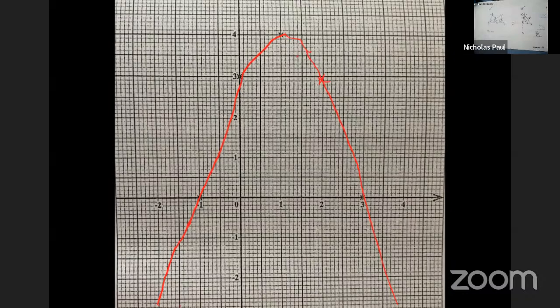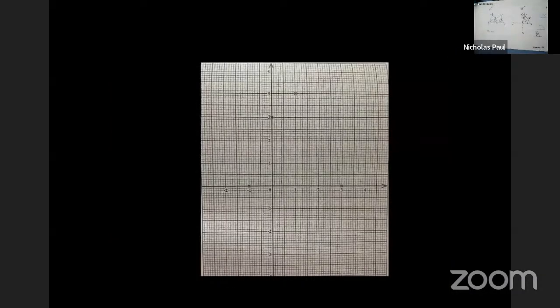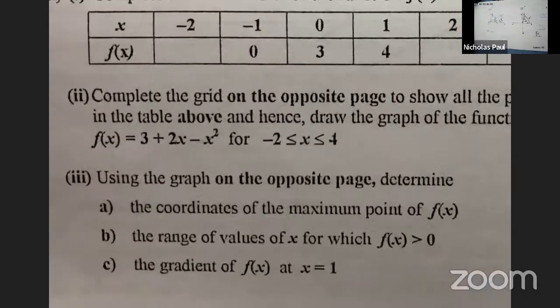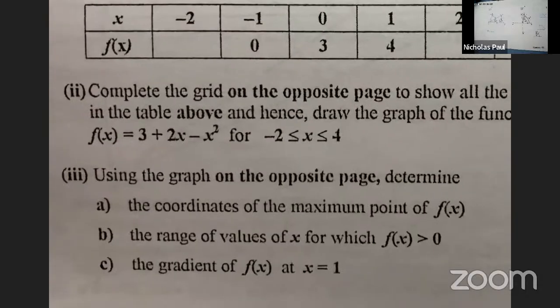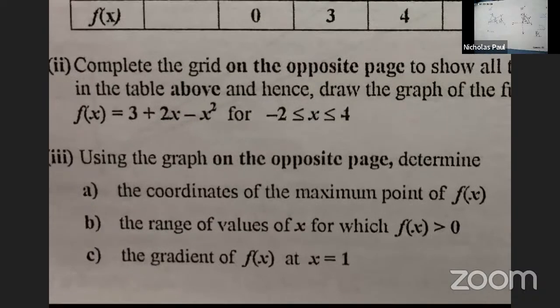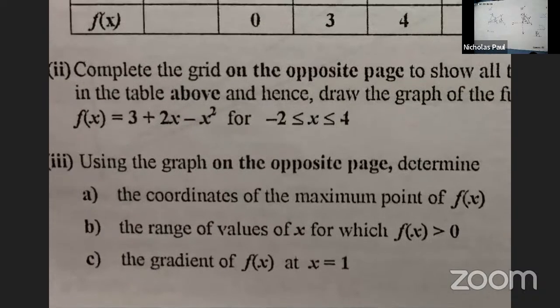Everybody okay there? Now let's move from the graph. Let's move from this and answer the questions that they want, right? Use the graph now to determine all those things there. Part B might be a little tricky, but I'll help you out just now.